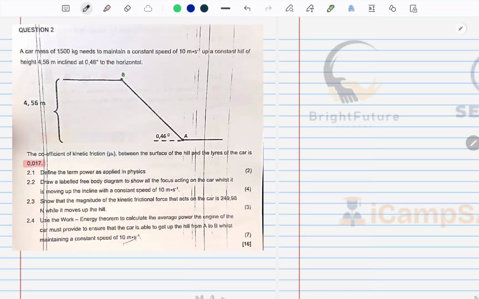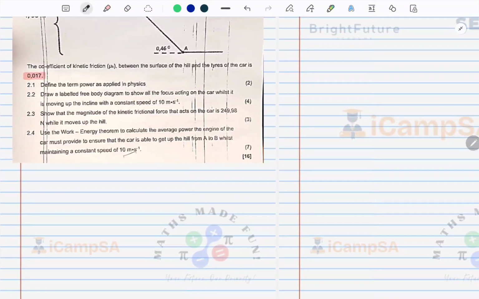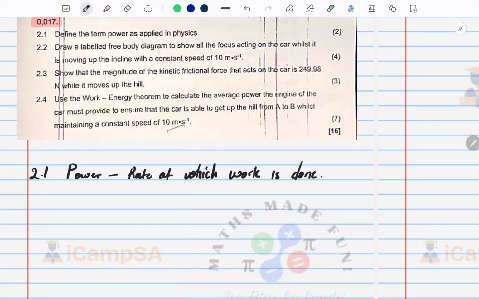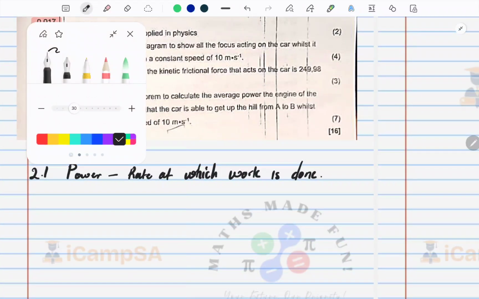Now they're asking us to define the term power as applied in physics. When you're doing power, I always urge people to use your exam guidelines. What is power? Power is the rate at which work is done. That is power. Okay, that should be fine.